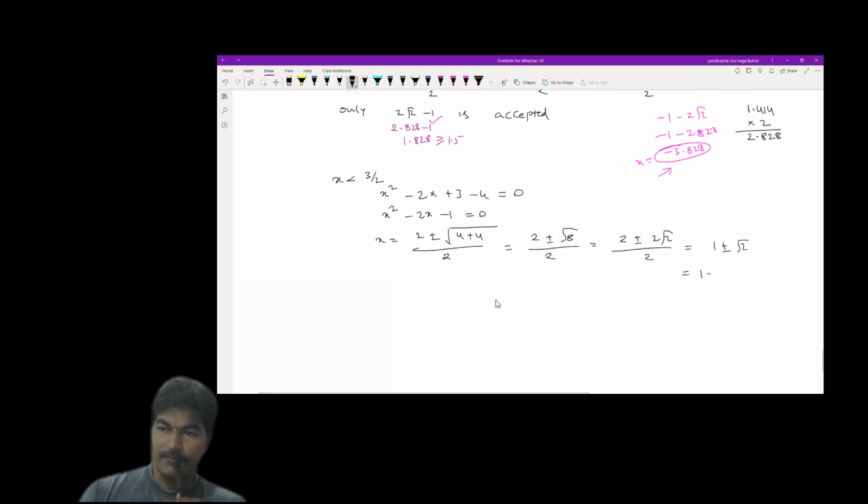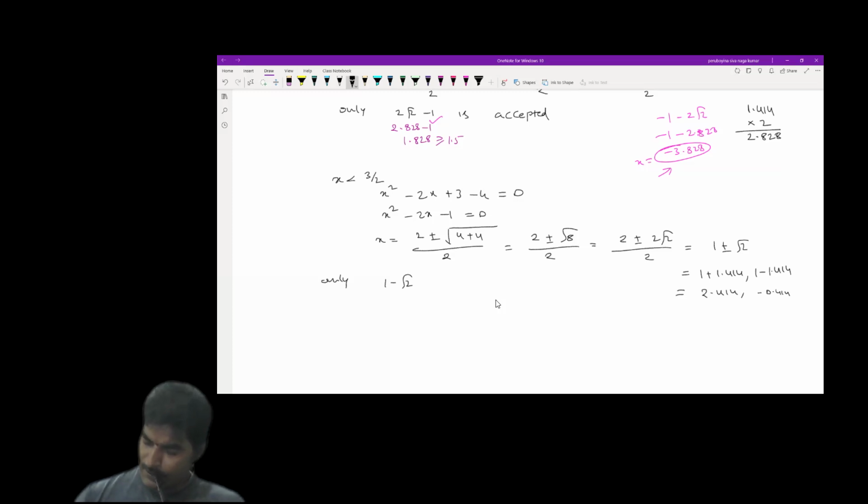We will calculate. 1 plus 1.414 and 1 minus 1.414. So it will be 2.414, one root, and another root is, if you subtract 1.414 from 1, how much will you get? Minus 0.41. Only 1 minus root 2 is accepted in this case. Why? Because it is below 3 by 2. 2.414 is above 3 by 2. So that's why it is not accepted. You can understand that concept.